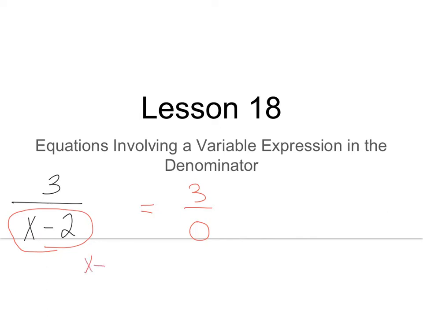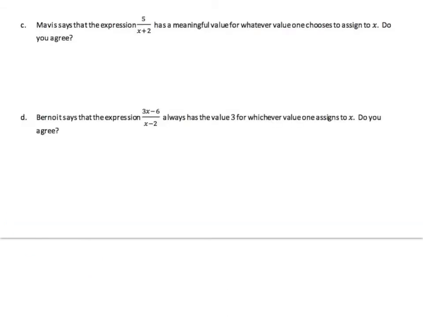So for this example, we have to say that, well, in this case, x cannot equal 2 because 2 minus 2 is in fact 0, and that's not allowed. So that's sort of the goal of this lesson. Right, I skipped parts A and B, so don't think that we missed something. I did it on purpose.